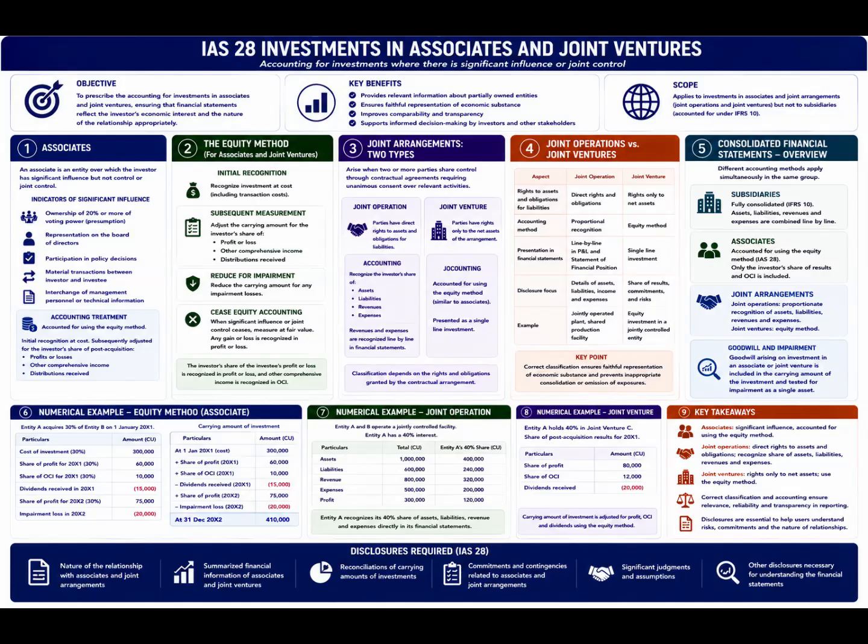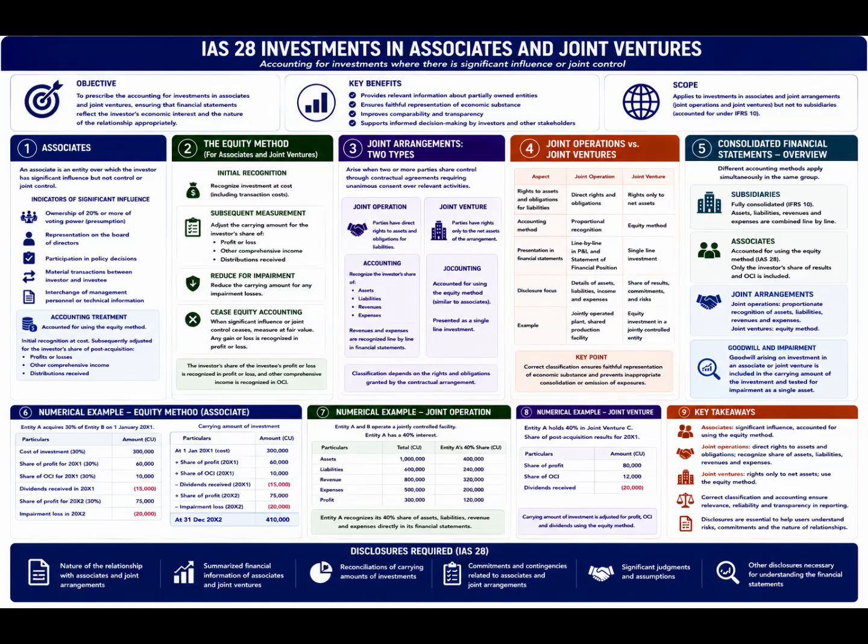Overall, IAS 28 and related IFRS accounting standards provide a comprehensive framework for accounting for associates and joint arrangements within consolidated financial reporting. By distinguishing between significant influence, joint control, and full control, the standards ensure that investments are reported according to their economic substance and governance structure.